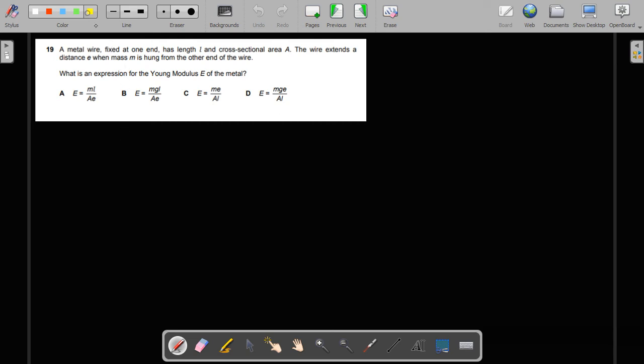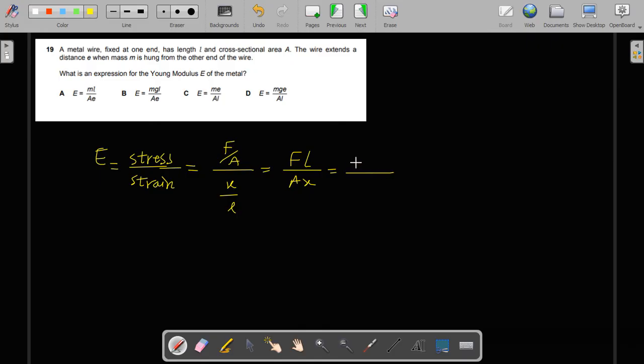We know that Young modulus is equal to stress over strain. Stress is force over area, and strain is extension over original length. Instead of F, if you write mg, and the extension is set as E, then B is right. So question 19, B is right.